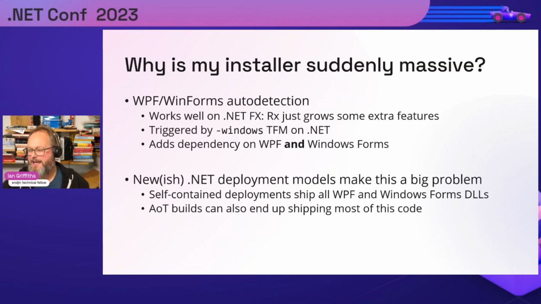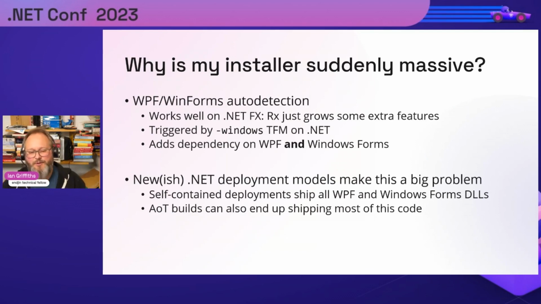So why is this happening? Well, Rx detects when you're using a platform where WPF and Windows Forms are available. And if you are, it makes those features available. It makes the Rx integration features for WPF and Windows Forms available. So if you use Rx on .NET Framework, it goes, oh, you're using .NET Framework. Well, .NET Framework has WPF and Windows Forms pre-installed, so I will give you the WPF and Windows Forms integration features of Rx. Makes sense, right?